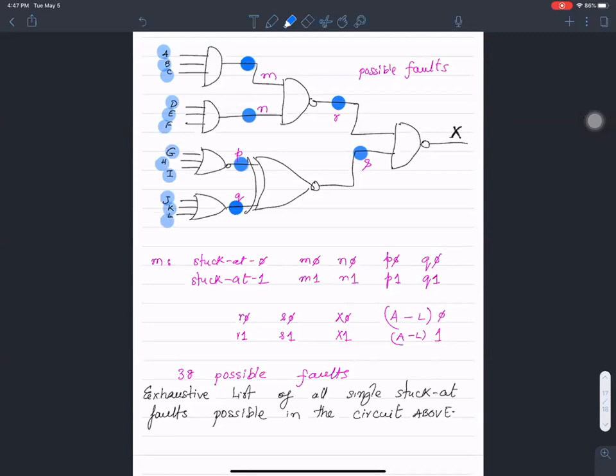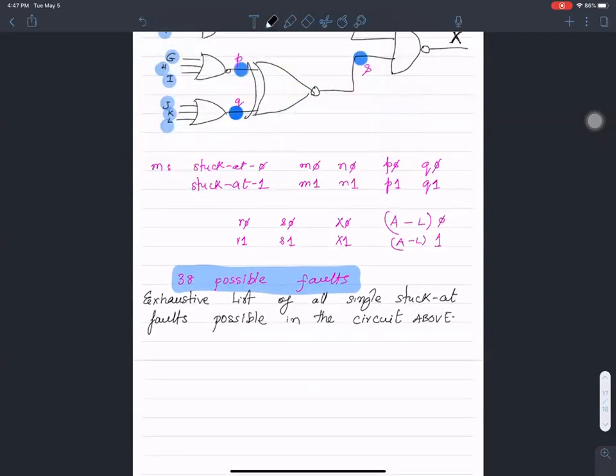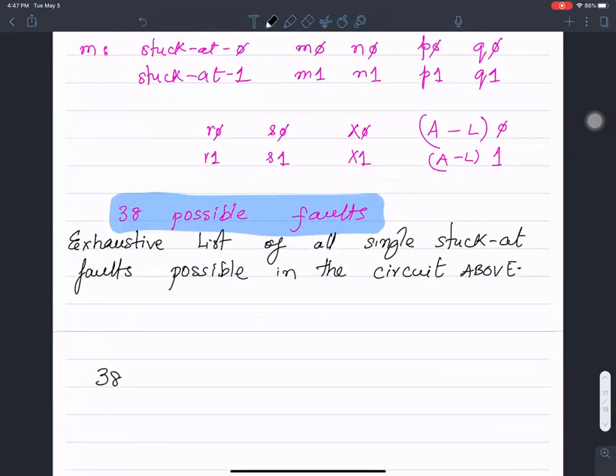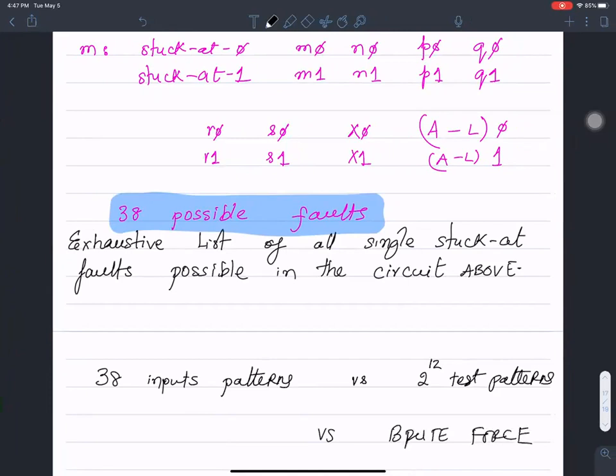If I can do that, it all comes down to just 38 possible tests. 38 is the exhaustive number of faults possible. So if I can use 38 input patterns to test, compare that to the 2 to the 12 test patterns needed using brute force. This guy is brute force, right? And this guy is fault modeling. So that's quite a significant advantage: 38 versus 2 to the 12.